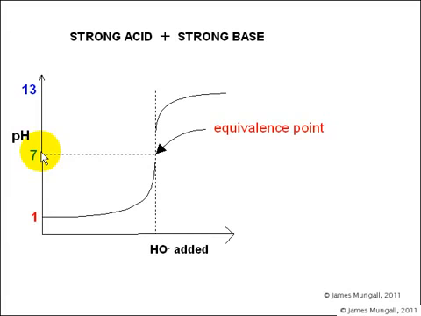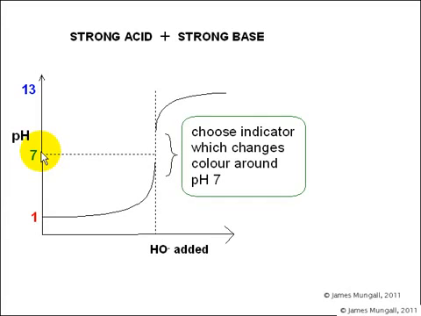So in choosing an indicator for this reaction, we would want to use an indicator which changes colour around pH 7, because at this point the pH changes very significantly on addition of only a small amount of the hydroxide ions. It's very sensitive at this point. So we will be able to know accurately exactly how much base is required to neutralize the acid.